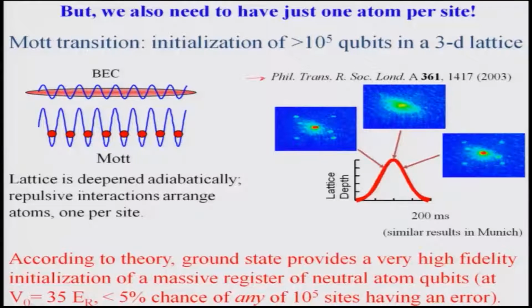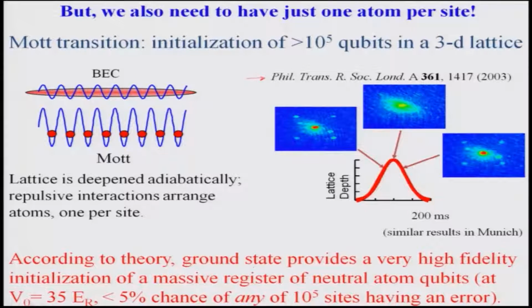Adiabatically means it is done slowly; the ramping is done so that, as the lattice deepens adiabatically, repulsive interactions arrange the atoms one per site, and that is how it was possible to set it up. It was shown to work not only from his lab at NIST Boulder, but also from the results in Munich, at Max Planck.